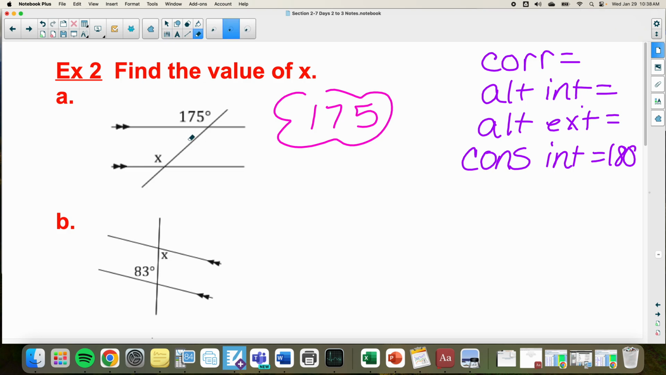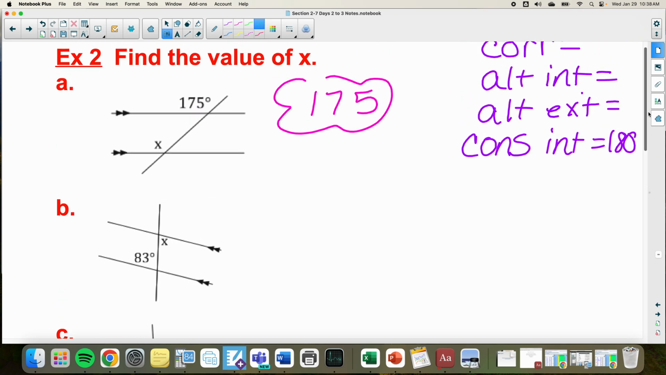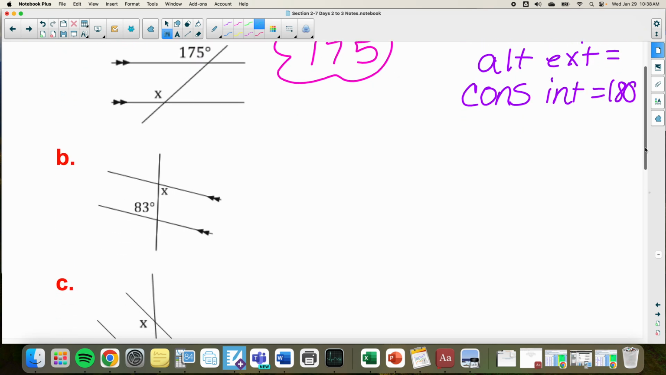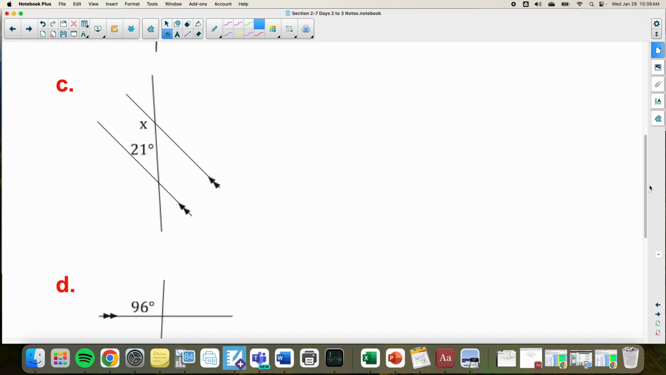Okay? Alright, now let's look here. What kind are those? Alternate interior. Yep, and alternate interior are equal. Very good. So equal, so this would just be 83. How about these? Consecutive. Yep, consecutive interior, so what do we know about them? They equal 180. So x would be 180 minus 21, which is 159, okay?